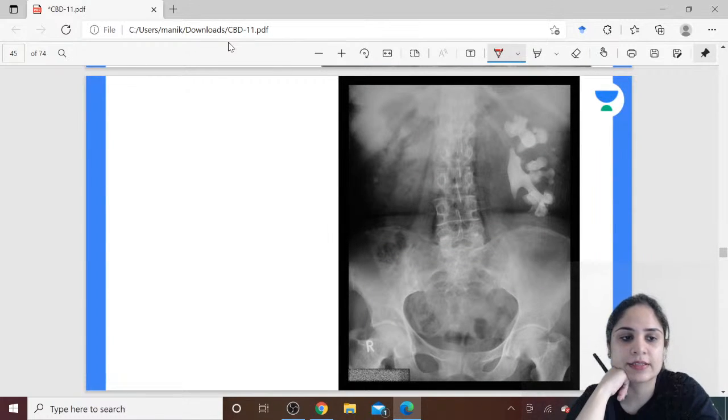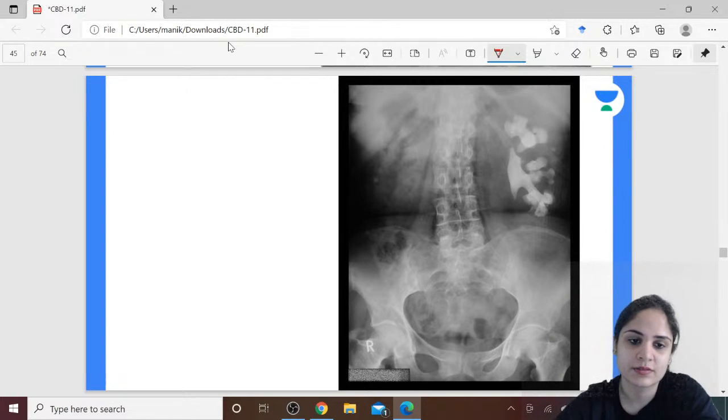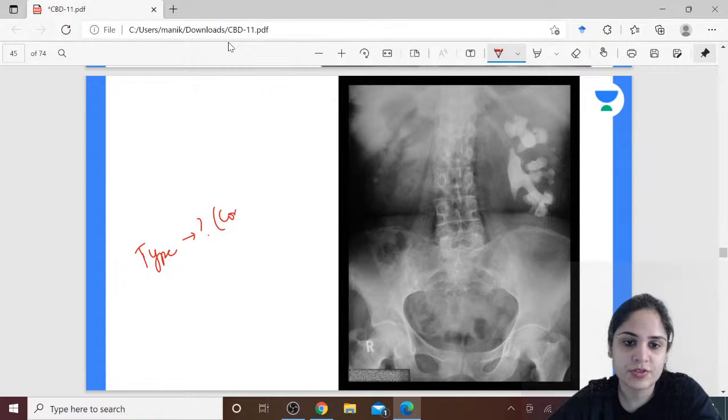Identify this condition. Once you identify the condition, then I will ask you the next question. Give me the composition. Composition of what you will need to diagnose.